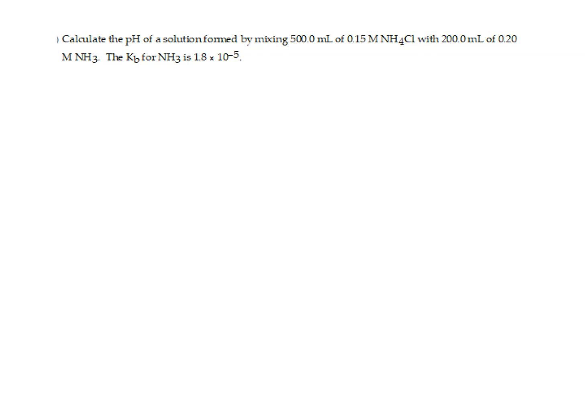So one of the cruxes of this problem is you have to realize that when you have 500 mils of something and you mix it with 200 mils of something else, the final volume is going to be 700.0 milliliters. And that's going to change the concentrations of both of the components. So the best way to do this is to just find the number of moles of everything in solution and then divide by the final volume of that solution to determine the new concentration in moles per liter of the components of this buffered mixture. So let's go ahead and do that.